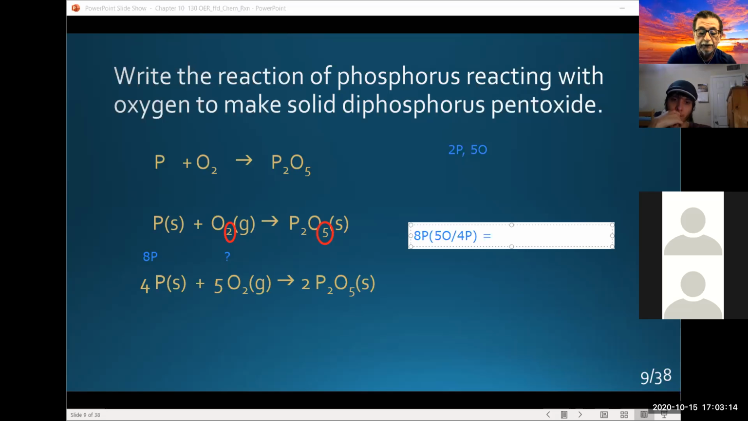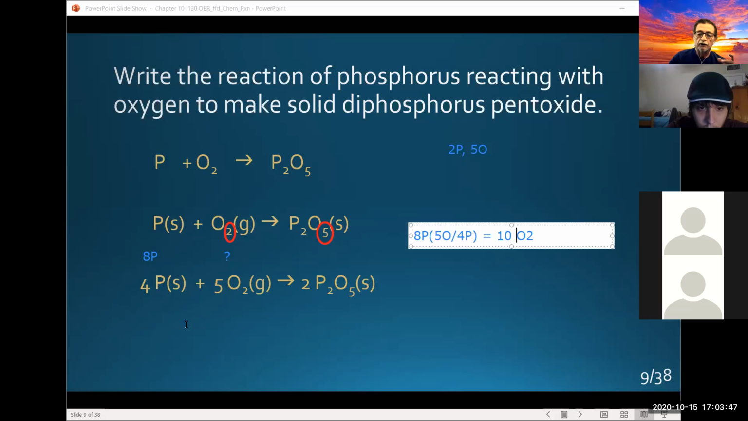You got 10. Exactly. 10, not O, but O2s, okay? 10 O2s. And if I would have said 10,000 P's instead of 8, then I would use that same ratio, 5 to 4. Because this 4 to 5 ratio, whether I do it in the lab in gram scale or in the industrial scale in a big giant lab, that ratio is still the same.